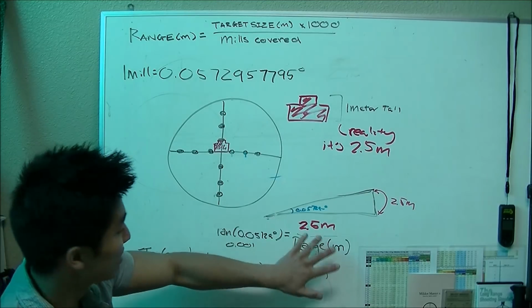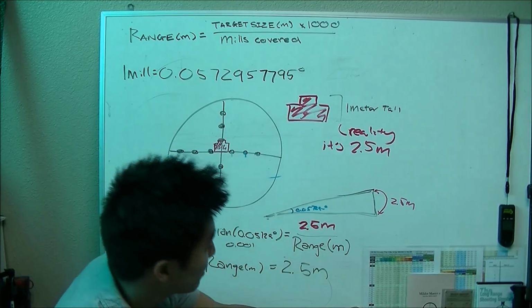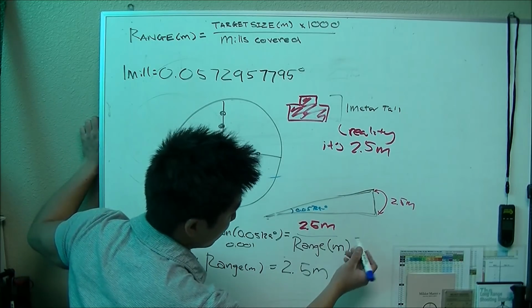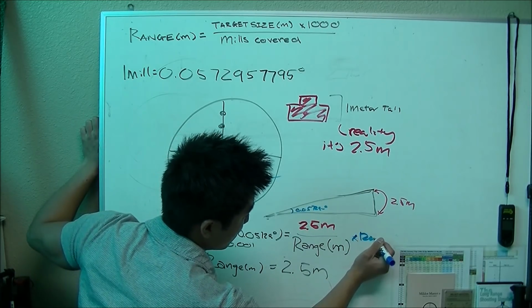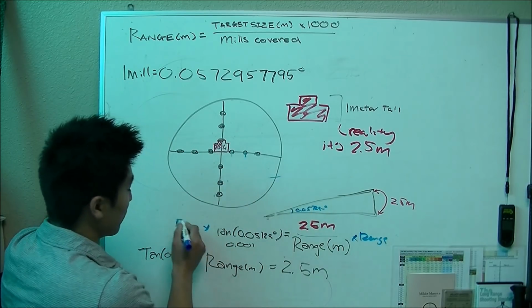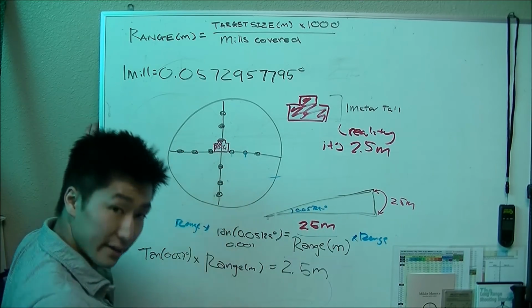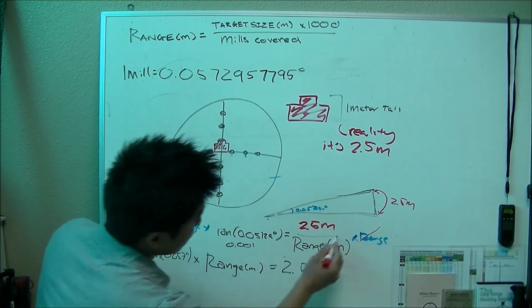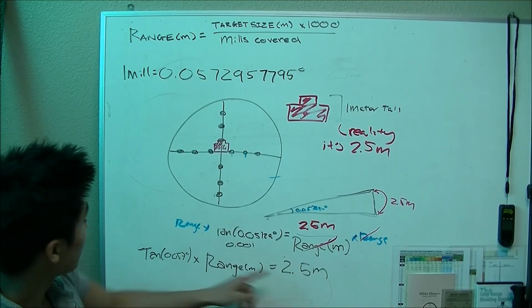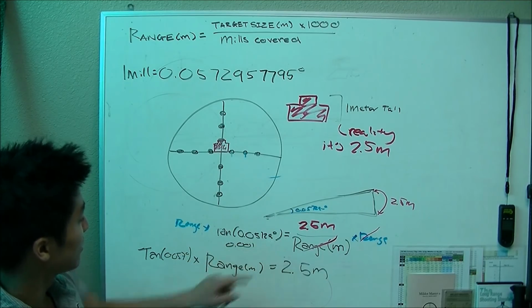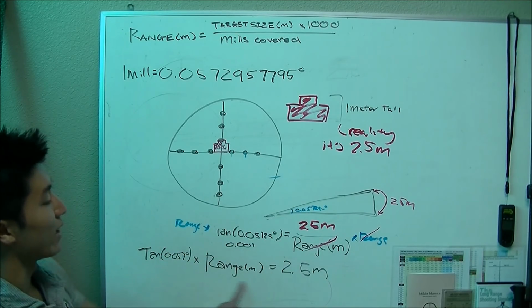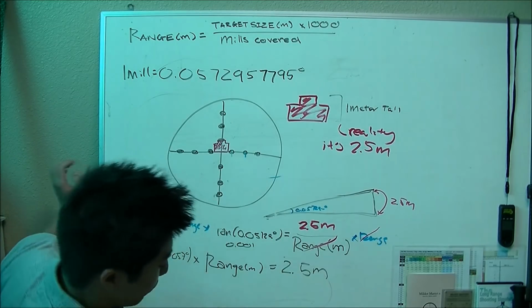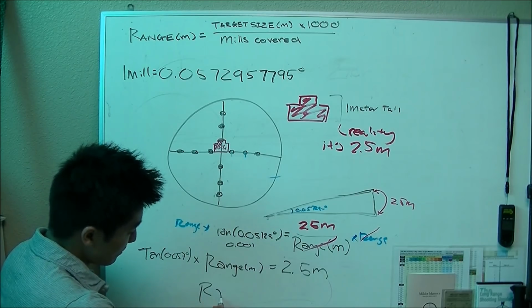Whatever we do on this side of the equation, we do on this side. So in representation, I'm sure you guys already know, we are multiplying this side by range, and this side by range. Alright? Okay, and then this side crosses out, and we're left with 2.5. We have range times tangent 0.057. That's exactly what we have here. And when we do this, we are left with our range.